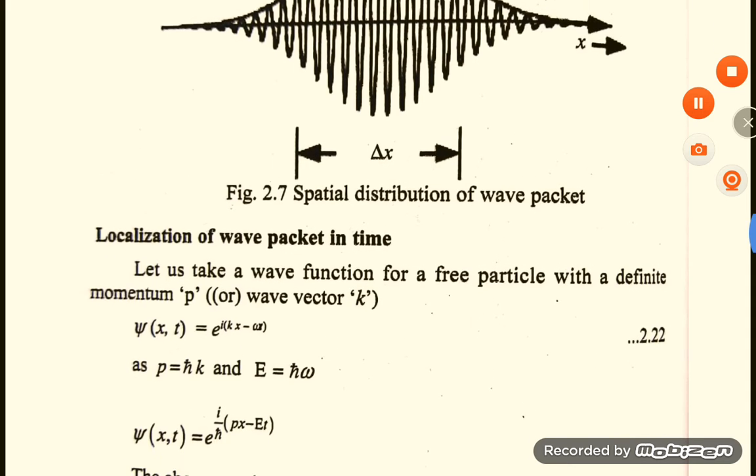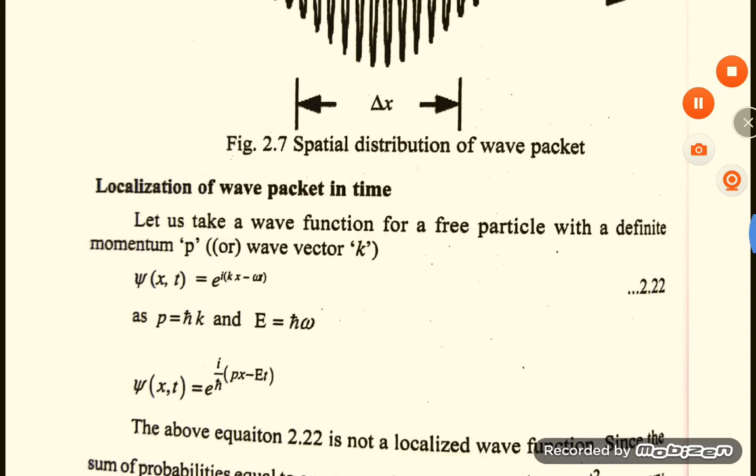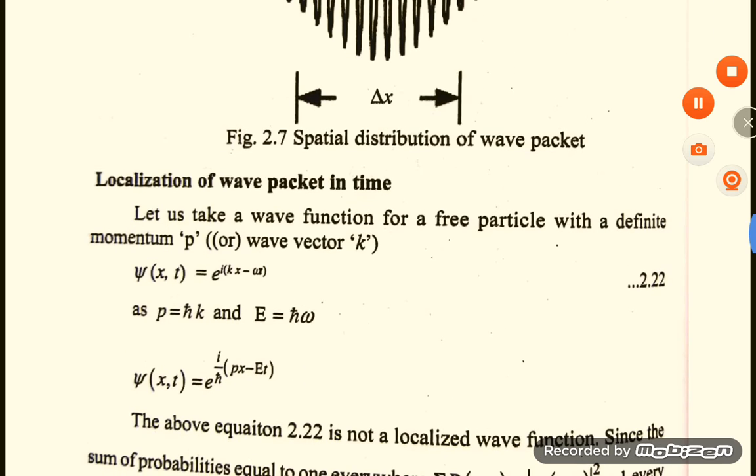Now, localize the wave packet in time. How can we localize it? Let us take a wave function for a free particle with a definite momentum p, that is, wave vector k. So psi of x,t equals e power i(kx minus omega t). Here p equals h cut k and E equals h cut omega. We know that h cut means h by 2 pi.